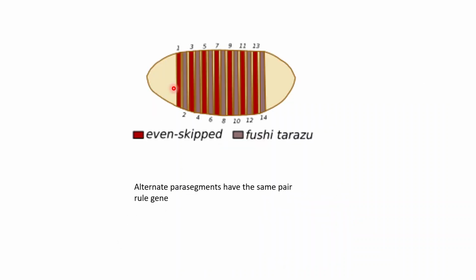And for the second statement, which was actually correct, here is an example of even skipped and Fushi tarazu, as I was mentioning earlier in the questions. Alternate parasegments have the same pair rule gene. So if you see here, 1, 3, 5, 7 alternate parasegments have even skipped, and Fushi tarazu is present in 2, 4, 6, 8. So alternate parasegments, same pair rule gene, while same parasegments, different pair rule gene.